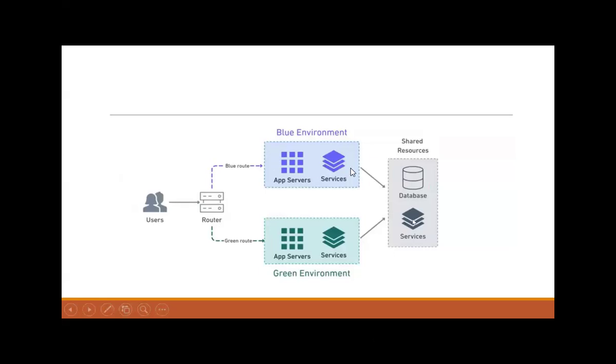Here we need two Kubernetes environments, one for blue and another one for green. The users come through the router. If the application is running in the blue, the router's DNS will be pointed to the blue. So if you created a new feature and deployed it in the green deployment model, then the DNS will be routed to the green deployment, then go to the shared resources.